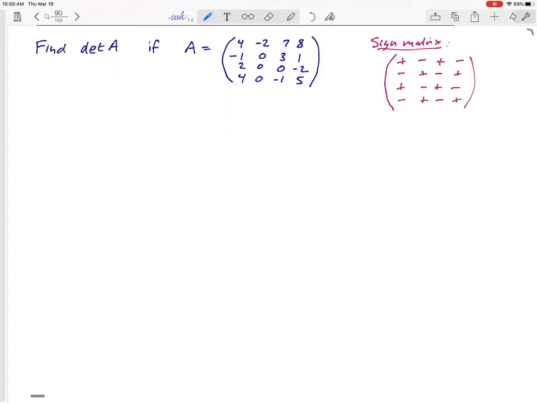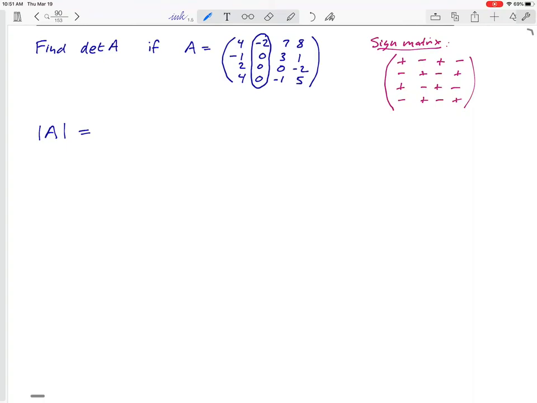Okay, and now we have to make a decision. We can calculate this determinant of A by expanding along any row or down any column, and the question is, what would be the best choice? Well, as we've seen before, we would like to choose a row or a column that has a lot of zeros in it, and so probably the second column is the best choice in this case.